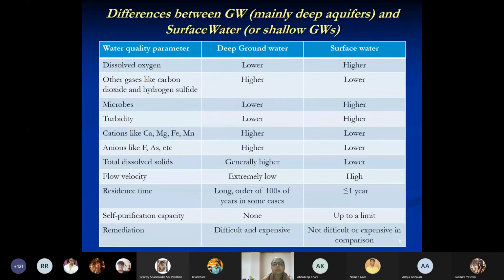So I've said all this, and let me see if I have missed anything. Now, what you see over here in this slide is differences between deep groundwater and surface water. So surface water and shallow groundwater, because shallow groundwater, the water comes from surface water or from rainwater. So very often, those of you who live in villages, I'm going to ask you this question in a few minutes.